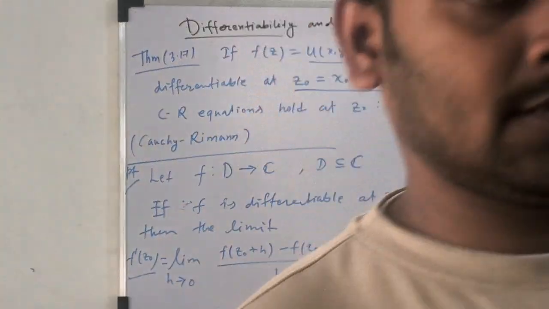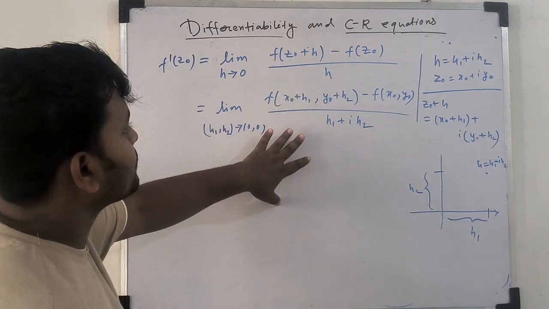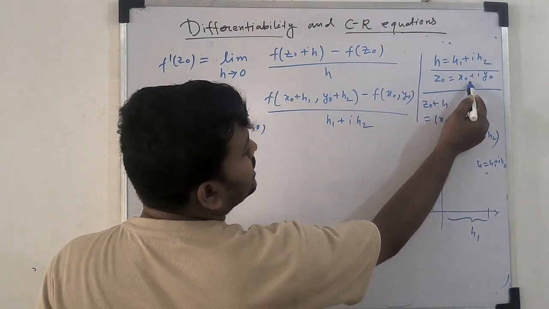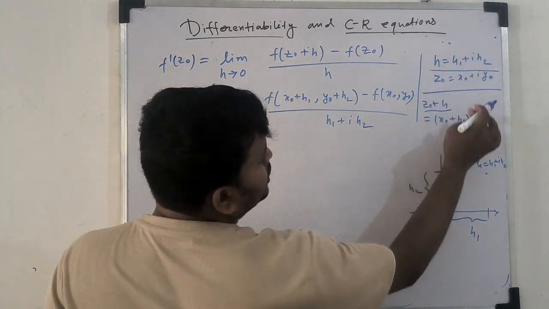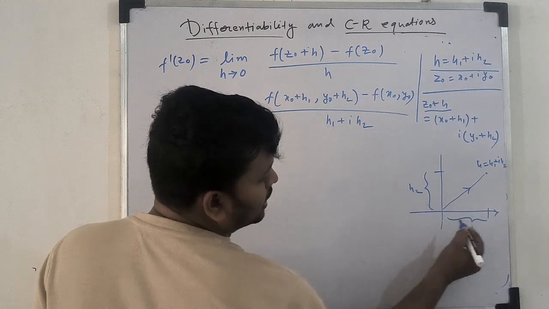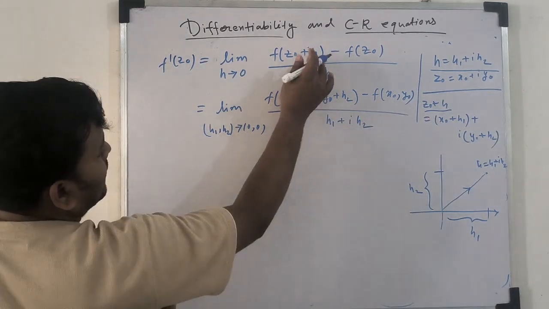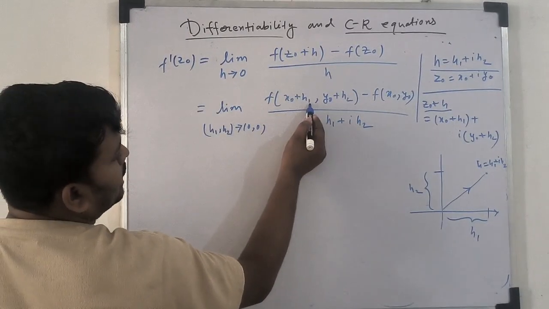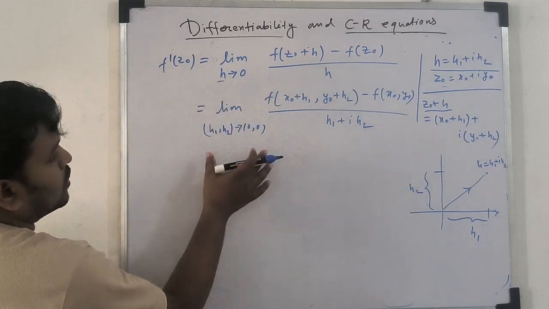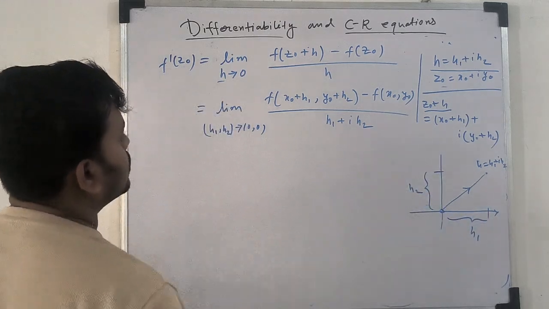Let's see. So this is the value of f dash z0, the limit as h tends to 0, and this is the same. Now we take it in another form. We take h equal to h1 plus i h2, and z0 is x0 plus i y0. So z0 plus h will be x0 plus h1 plus i into y0 plus h2, and h is this vector, that is a complex number. This will be h2 and this will be h1. This is the real axis, this is the imaginary axis. Putting this value, we can write it as f of x0 plus h1, y0 plus h2, minus f of x0, y0. And h tends to 0 means h1 tends to 0 and h2 tends to 0. So we write in this form.